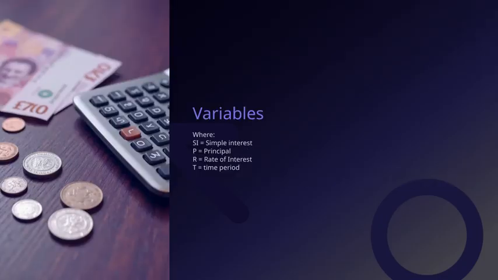Let's take a closer look at the variables involved in calculating simple interest. First, SI stands for simple interest itself, which is the amount earned or paid on a principal over a period of time. The next variable is P, which represents the principal, the original sum of money invested or borrowed. Then, we have R, the rate of interest, usually expressed as a percentage, indicating how much interest accrues per period. Finally, T stands for the time period, which is the duration for which the interest is calculated. Understanding how these variables interact is key to mastering how simple interest works and how to calculate it accurately.